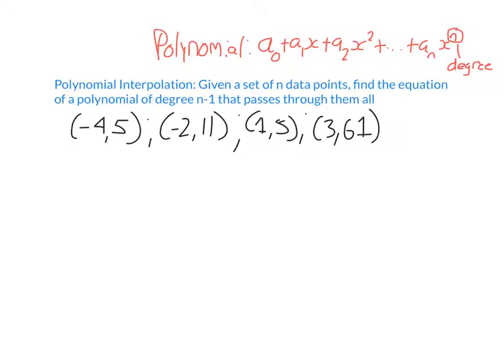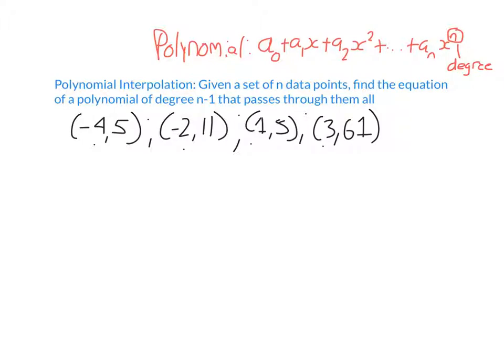I've written on the screen 4 points. We can find a polynomial of degree 3 that passes through these 4 points. That means we're finding a cubic that goes through them. And note that's possible because none of the x values is repeated. How do we find the equation?